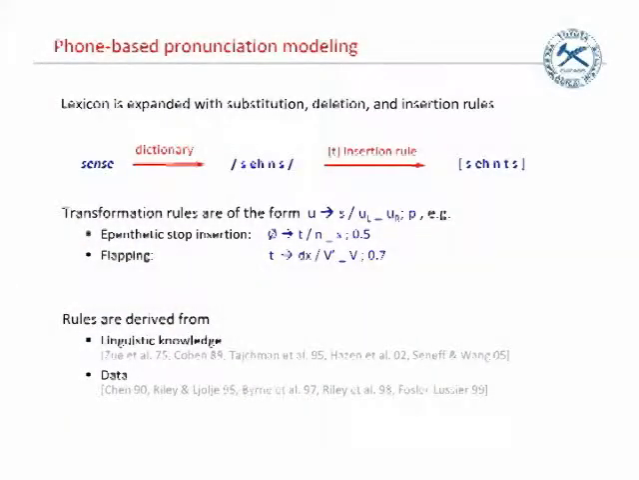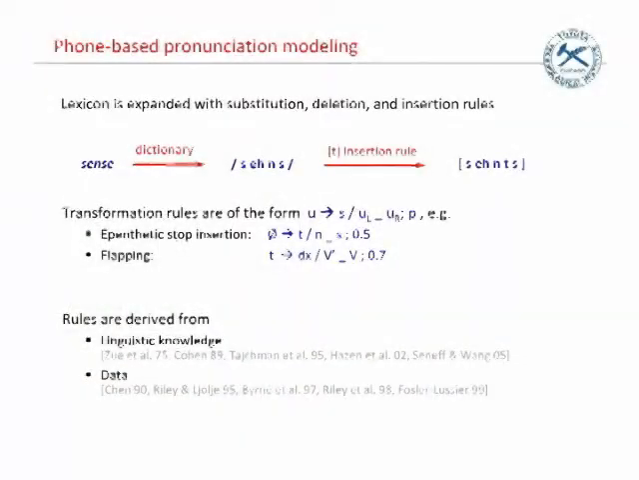Okay. So the way that traditionally this has been approached is with phone-based pronunciation modeling, where the idea is that now we expand the lexicon with different pronunciations for each word, and we predict those pronunciations using phonetic substitution, deletion, and insertion rules. So for example, for the word sense that I showed, the dictionary might have this pronunciation, and then we might have an insertion rule for the sound T that would produce this pronunciation.